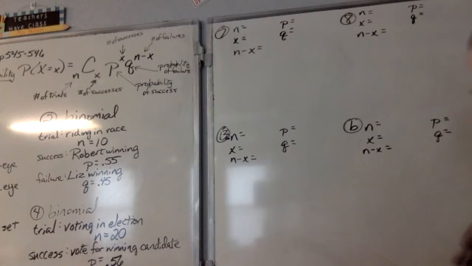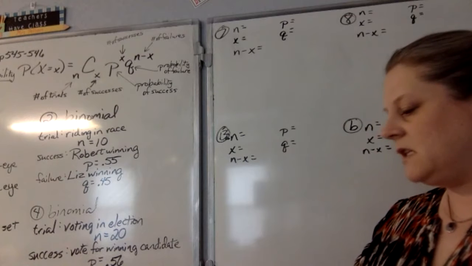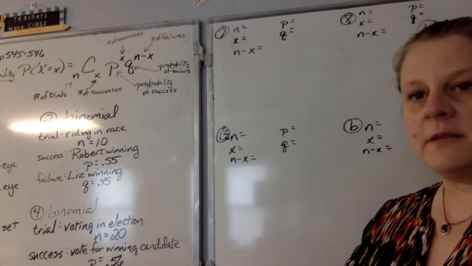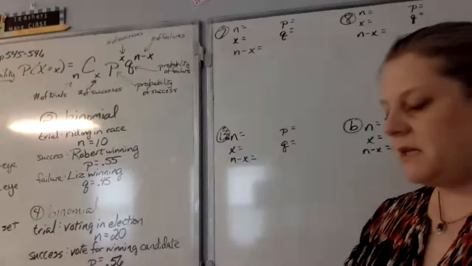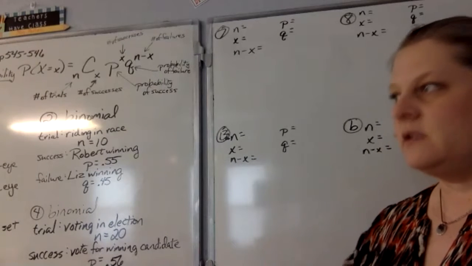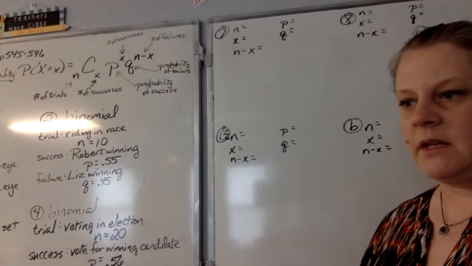Verse 7, it says, determine the probability of each of the following situations. Round each answer to 3 decimal places. So that means 3 places behind the decimal point, which has been pretty standard throughout this whole chapter when we've been doing our probabilities.